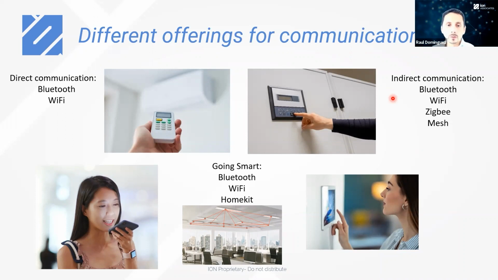And if we go smart, let's say we start implementing more complex systems. Some can be homemade smart systems. For example, using Alexa to turn on your air conditioning. So we will see there Bluetooth, Wi-Fi, but we also see HomeKit there. So to start implementing everything. Next, please.